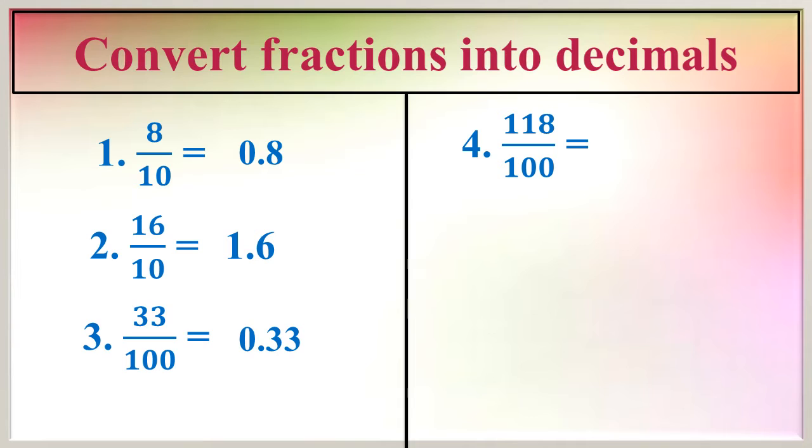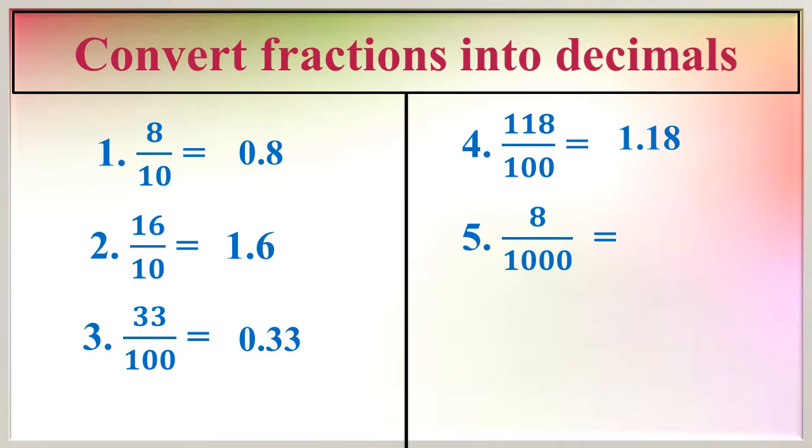And fourth one, 118 divided by 100. Here also we have 100 as the denominator. Now we are going to divide. That means division means we have to place the decimal point from right to left. Here we have two zeros, so we can place the decimal point after two digits from right to left. So what is that answer? That is 1.18.